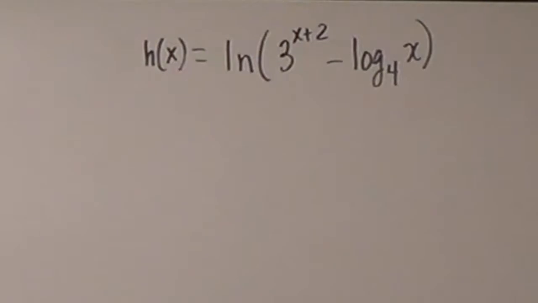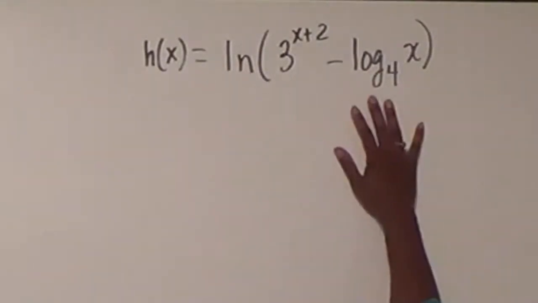All right, let's look at one other example. So here we have a more complicated chain rule. So we've got the natural log of 3 to the x plus 2 minus a log base 4 of x. And we want to find the derivative of this function. The derivative here is going to need to be done in some steps. And again, this is where knowing your chain rule really well will help out.